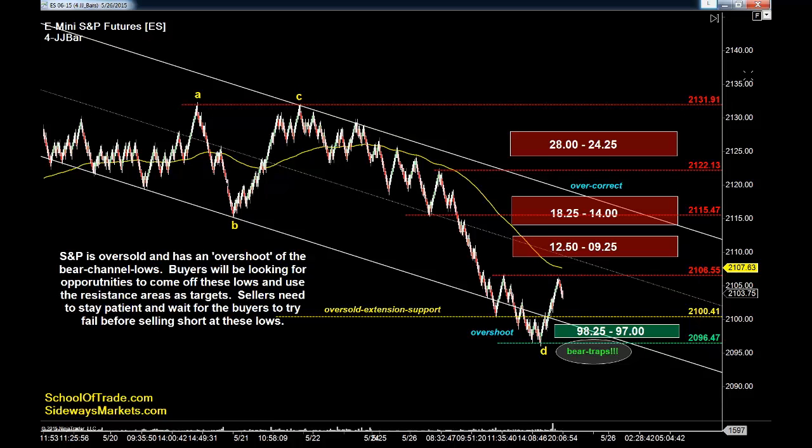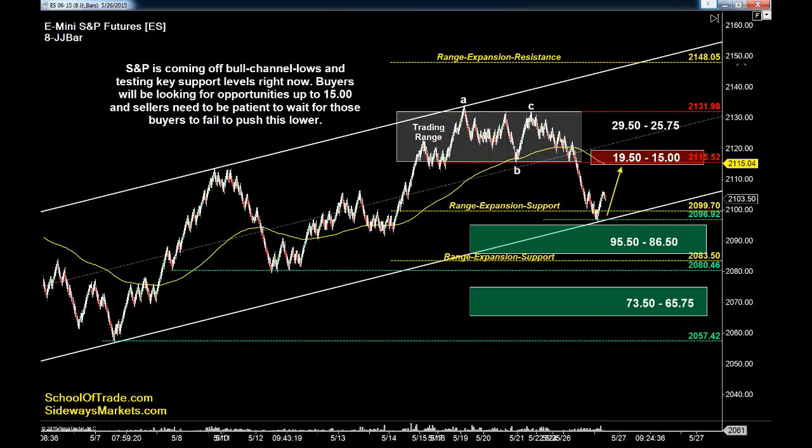And again, if it happens to just roll over and play dead, very, very difficult here to sell just because we know we have that overshoot at those lows here for tomorrow. So I would say err on the side of caution, being a bull right now on the S&P 500 coming off of that channel low.